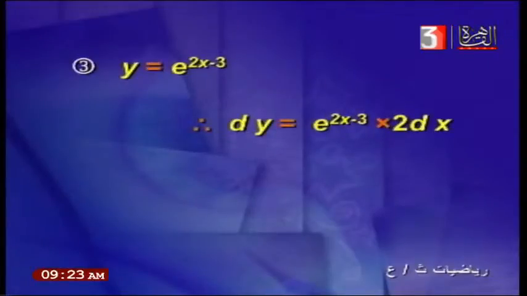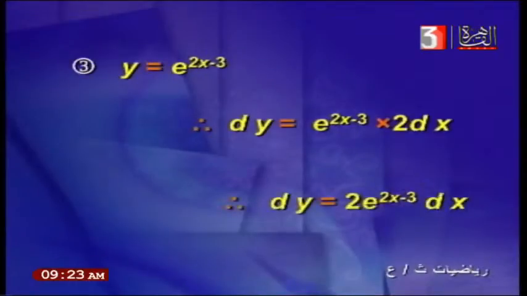Number 3, y equals e power 2x minus 3. The differentiation of y is dy equals the differentiation of e power 2x minus 3, which equals e to the power 2x minus 3 multiply the derivative of the power. The differentiation of 2x minus 3 equals 2 dx. Then dy equals 2 e to the power 2x minus 3 dx.